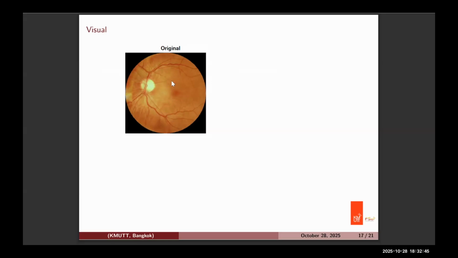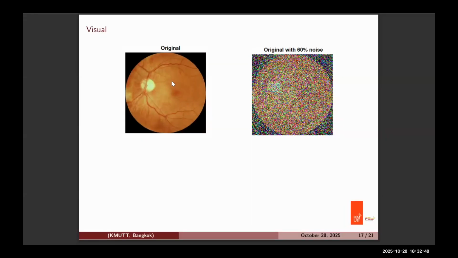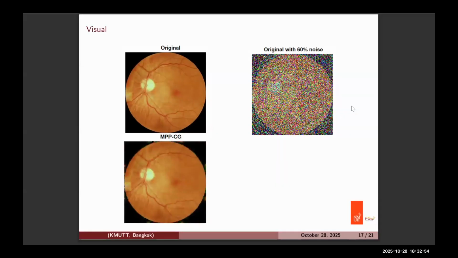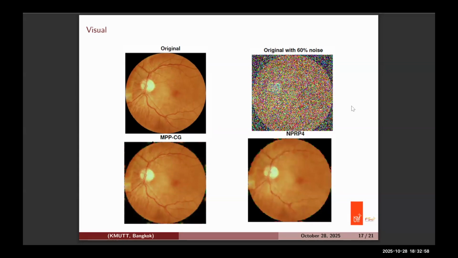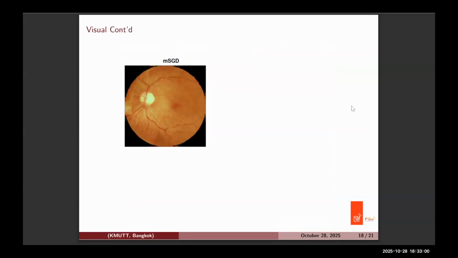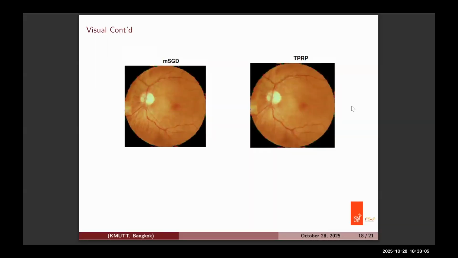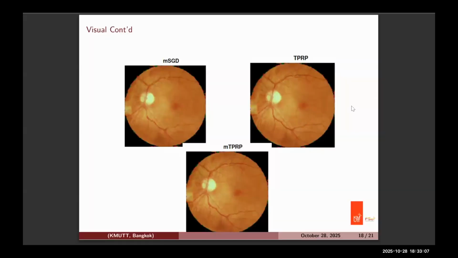So this is the original image. And we have the noisy version of it, which consists of 60% noise. And this is the image recovered by the MPPCG. And this is the recovered image by the NPRP4. And this is the one by MSCG, TPRP, and MTPRP. So this is just to illustrate how these methods work and what their performance is.